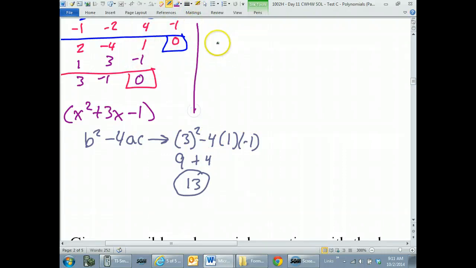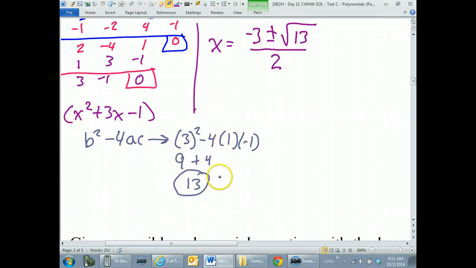I'll just do it over here. So x equals the opposite of b. So b is 3, so negative 3 plus or minus the square root of 13. All right, that's my discriminant, all over 2a. Well, a is 1, so I just have that. Okay? Any questions about this?